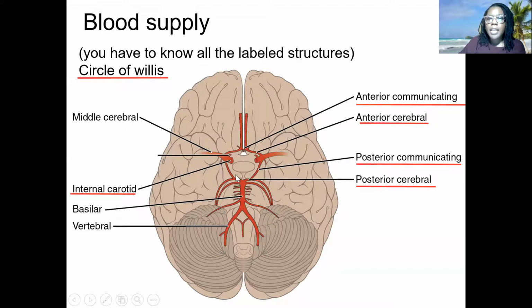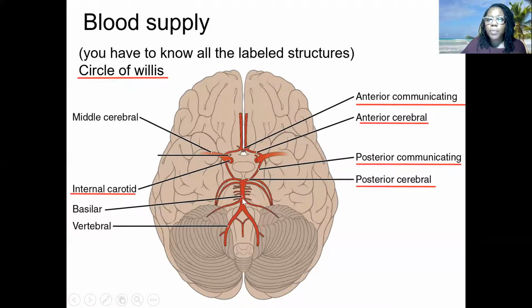Next, we have the posterior communicating arteries. So these are, again, small strips of vessel that are just little communications between the middle cerebral artery and the posterior cerebral artery. And the posterior cerebral arteries are the posterior-most vessels here. These are actually bringing blood supply to the posterior part of the cerebrum, which is essentially the occipital lobe in the back. And then that communicates from the basilar artery, which is a single artery that's running on the front of the pons.